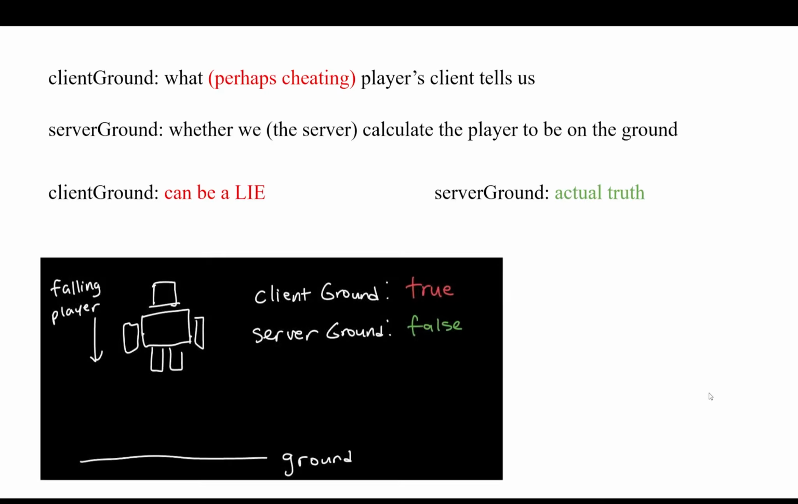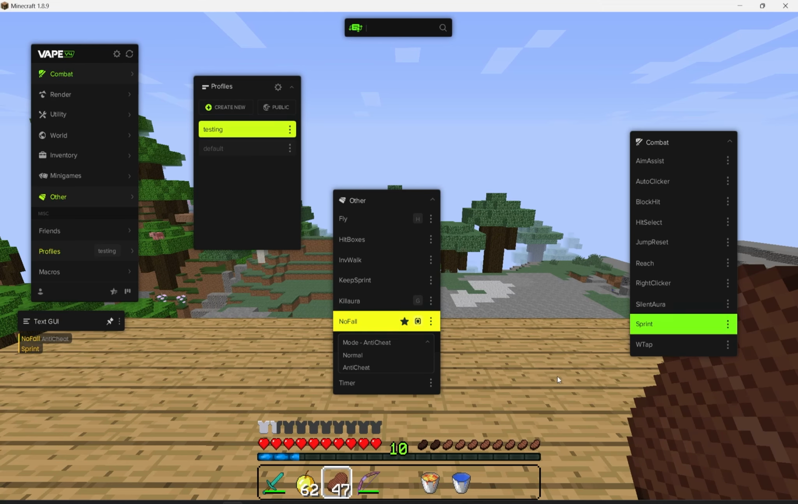As an example, when a player who is using the NoFall cheat is falling towards the ground, their client could lie and tell us that they're on the ground. However, as the server, we can calculate server ground to be false because their Y position shows that they're in the air. However, hacked clients can have multiple modes for the same cheat, where each mode works in different ways. For example, in the client that I'm using, the NoFall cheat has a normal mode and an anti-cheat mode, where the anti-cheat mode is made specifically to bypass anti-cheats.